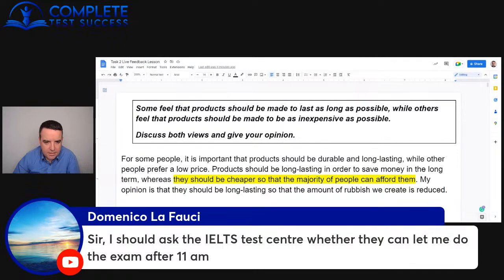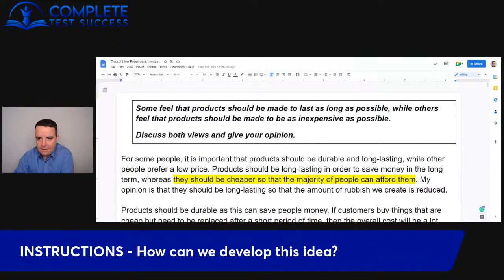Sir, I should ask the IELTS test center whether they can let me do the exam after 11 a.m. Absolutely. I wouldn't disagree with that, Domenico. I think I'd be doing the same thing myself. Okay, guys.